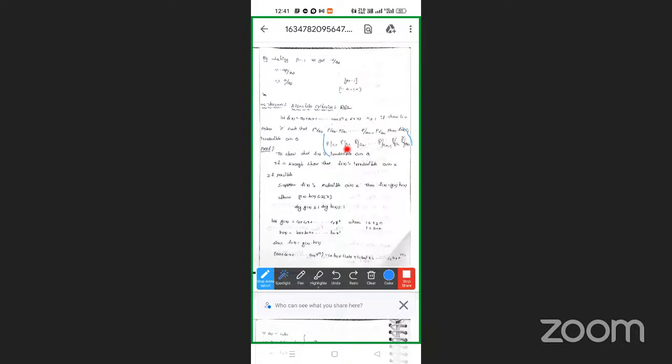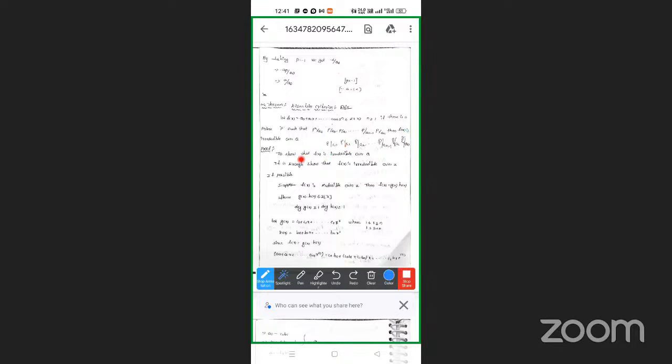So these are a naught, a1, up to an minus 1, the coefficients of the given polynomial. So p does not divide the leading coefficient an, and p square does not divide a naught. Here p is any prime number.